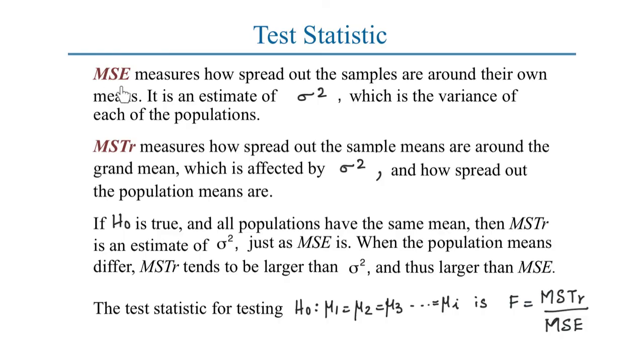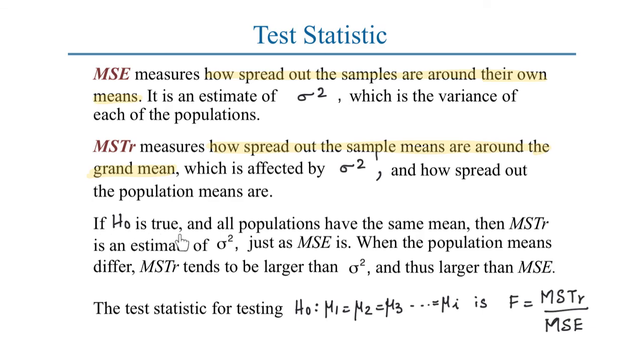MSE, or the error mean square, measures how spread out the samples are around their own means. It is an estimate of sigma square, which is the variance of each of the populations. MSTR, or the treatment mean square, measures how spread out the sample means are around the grand mean. This spread is affected by sigma square and also by how spread out the population means are.